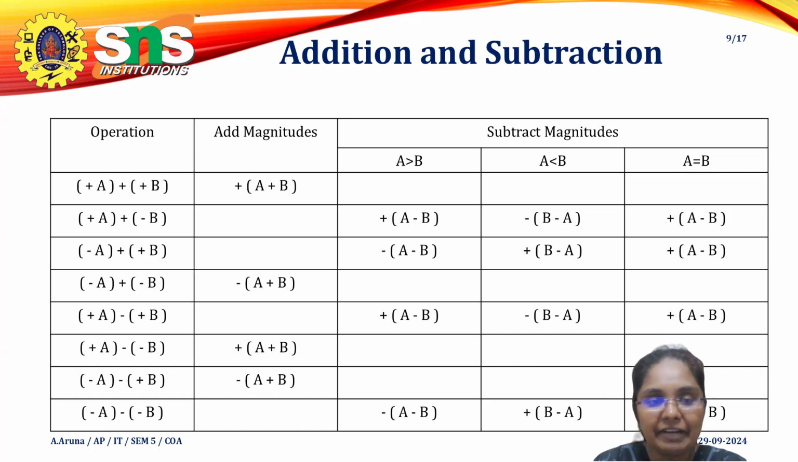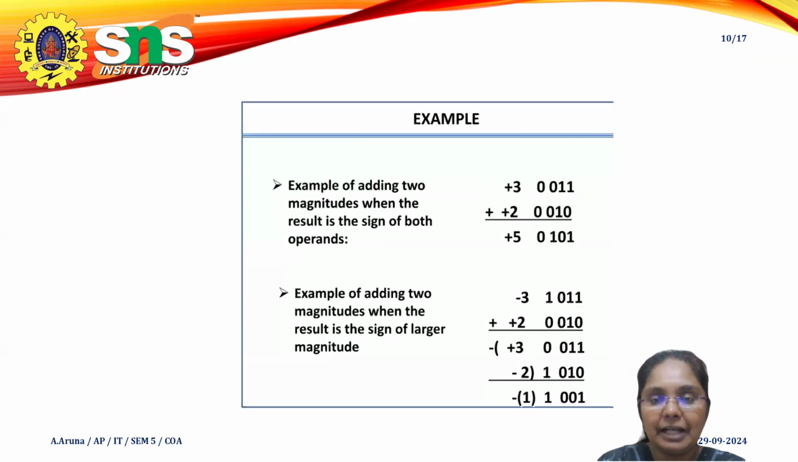Similarly, you can consider my first value is negative and the second value is positive. In this case, a is greater, so I have to subtract a minus b. What is the largest number's sign? Minus, I have to put it over here. In this case, my b is greater, so I have to subtract b minus a. But the sign of b is positive, so the largest number's sign is plus. So this is how normal subtraction or the addition algorithm works out.